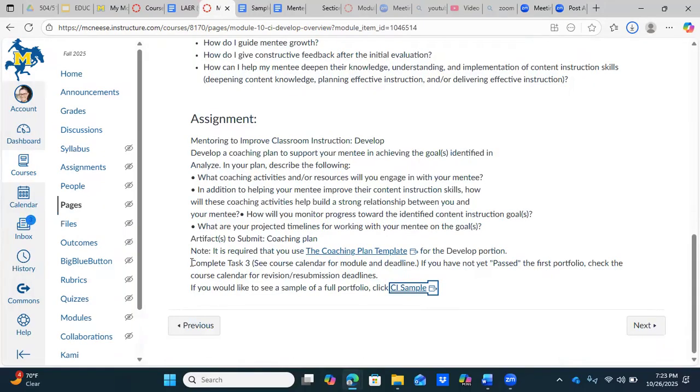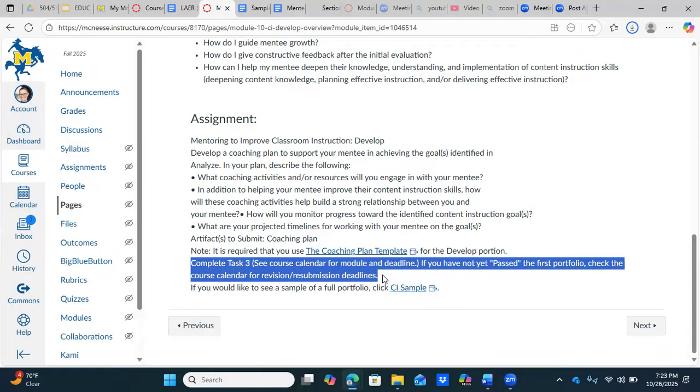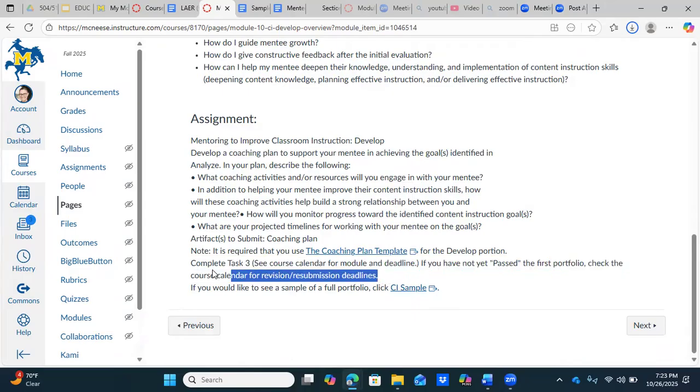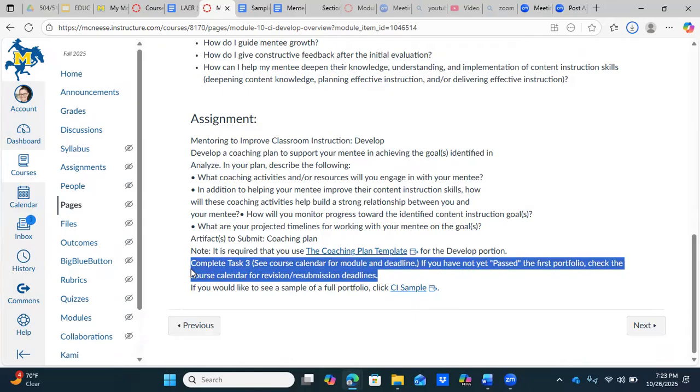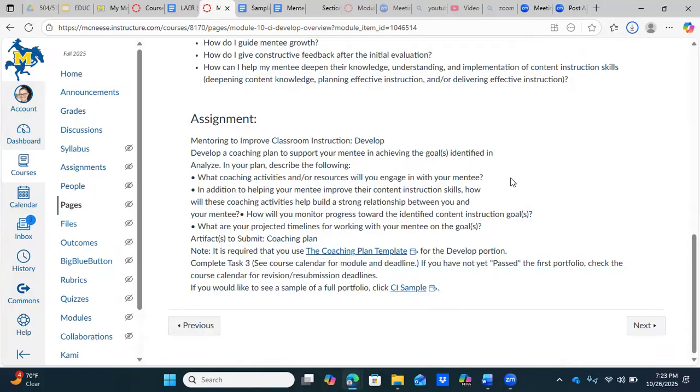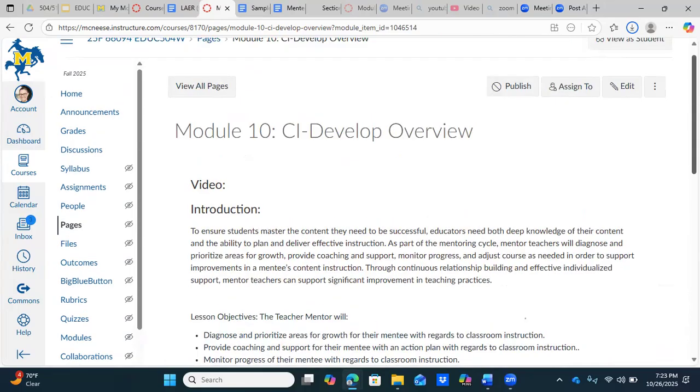And then, of course, don't forget to complete task 3. It's going to be in one of the earlier modules, maybe 8, I think. Check your course calendar, check your deadlines. And basically, this is the task, and these are some of the things that you have to do to wrap up the previous portfolio, the classroom management one. All right, so I already gave you that overview of our resources for this week.